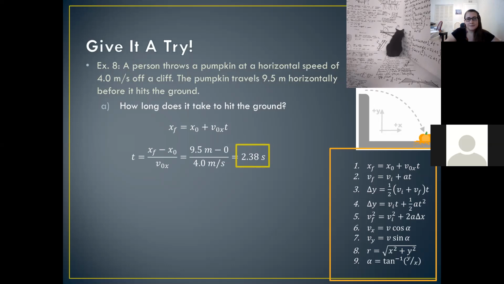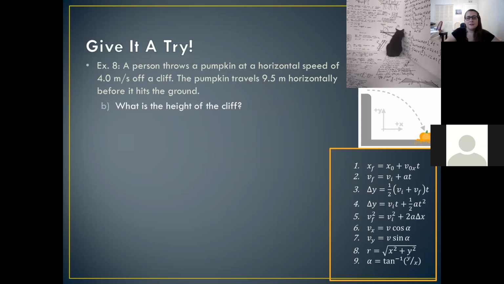Next part, B, what is the height of the cliff? For simplicity's sake, and we made this assumption in example 7 too, with the bat hitting the ball, we just kind of made the assumption that the height from the ground to the bat, where that collision happens, is negligible. Because I didn't give you that specific height, just like I didn't give you the height of this person here. We're just going to assume that the height is negligible. So yeah, the height of the cliff is really just asking how far down does this pumpkin fall.